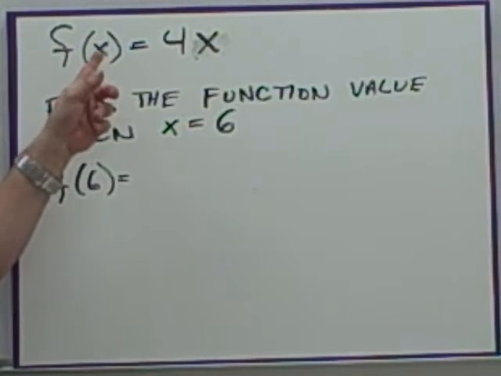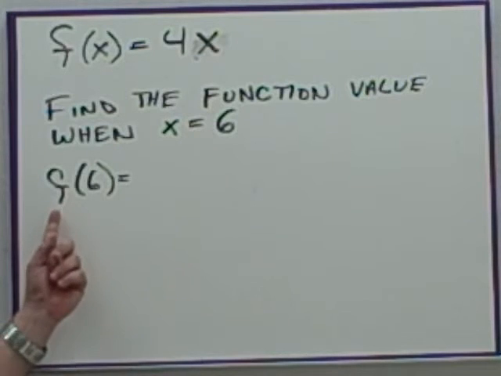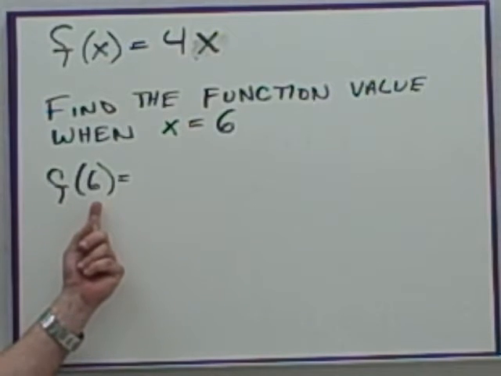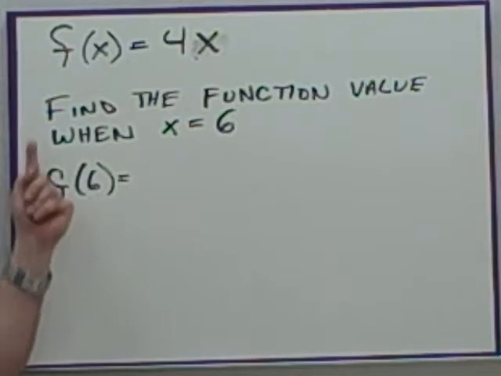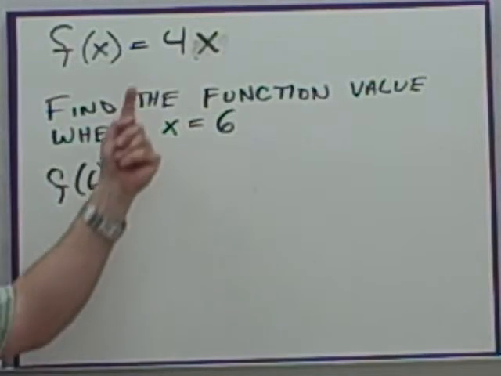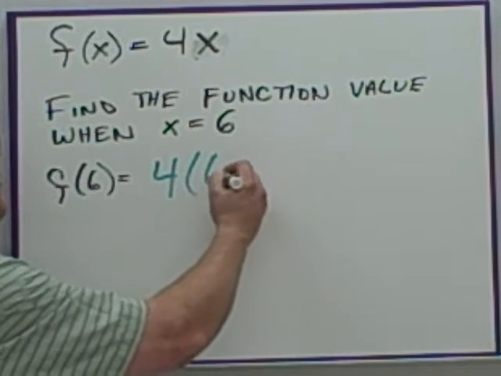Here we have a function. F of x is equal to 4x. And we're asked to find the function value when x equals 6. So we're looking for f of 6. Notice how I replaced the x in the f of x part with a 6. I'm going to do the same thing over here. It's going to give me 4 times 6.